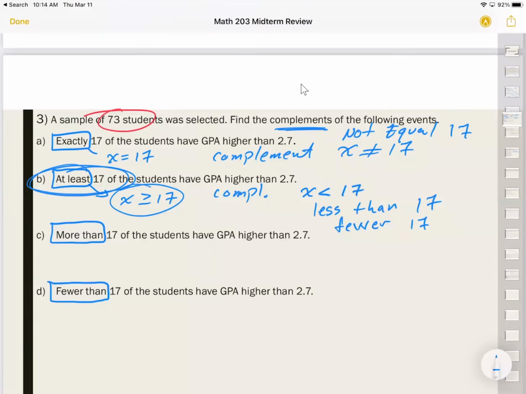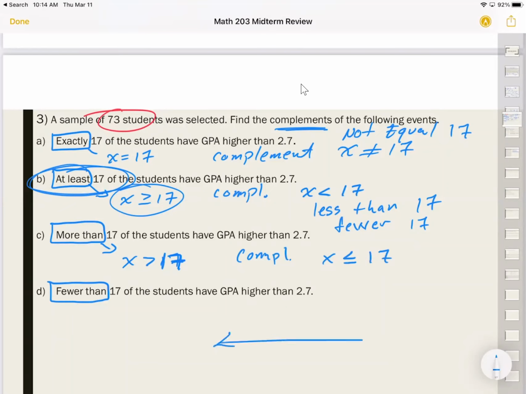More than 17. One thing is, more than 17 is this item right here, ladies and gentlemen. More than 17 means whatever number you choose for x does not include 17, right? More than 17 is above 17. So more than 17 is basically x is bigger than 17. So what will be the complement? The complement will be x is less than or equal to 17, right? Because 17 is not in this group.